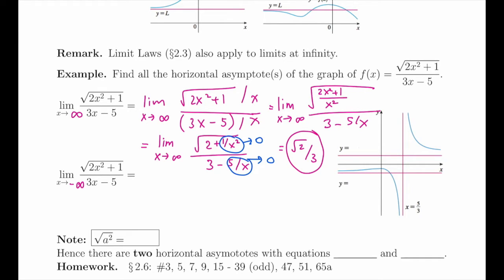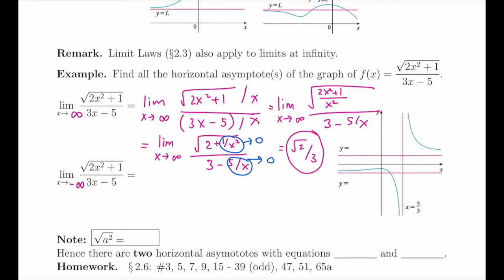So we figured out that as x gets really, really large, the y value is going towards root 2 over 3. Since this is a real number, that means there is a horizontal asymptote at y equals this number. Again, there could be another horizontal asymptote, so let's check if that is the case by using this limit as x goes to minus infinity.